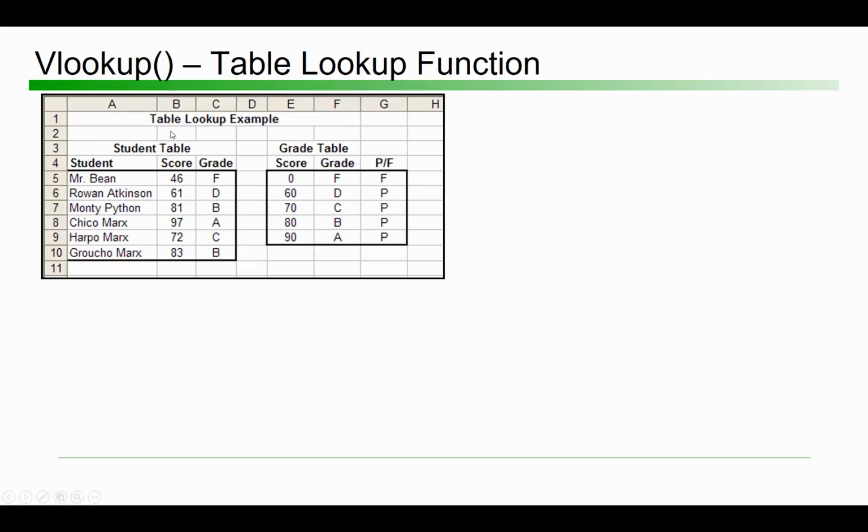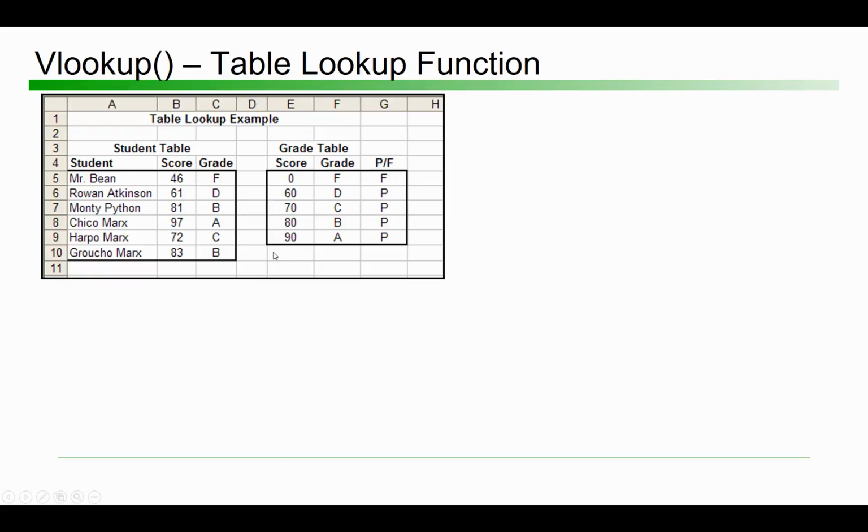So we could manually type in F. A 61 would be in the D range, so we could manually type in D. If it's a short list, just a handful of students, then it's not so bad typing those grades in manually one by one according to the grading table. But it can get kind of a hassle if it's a long list.